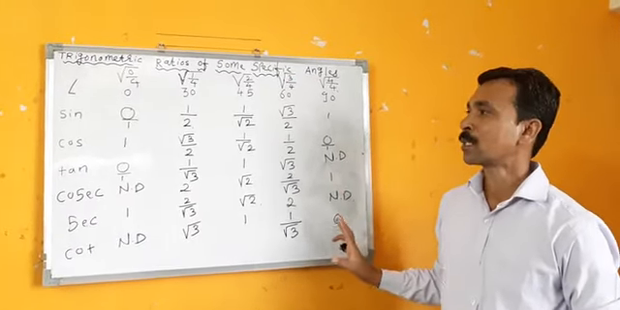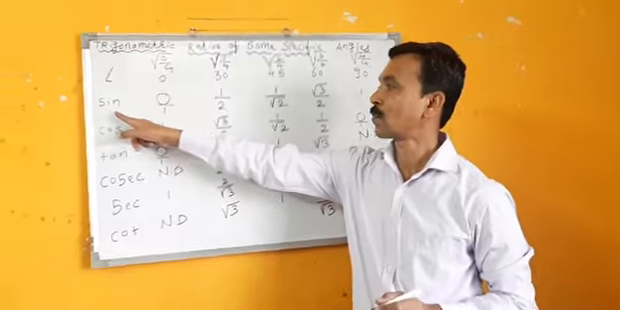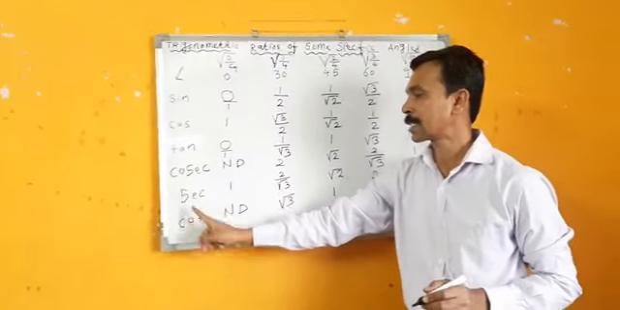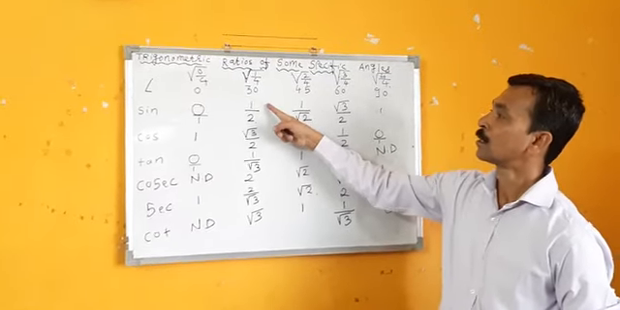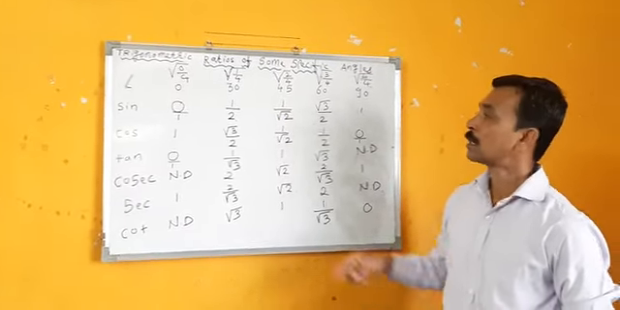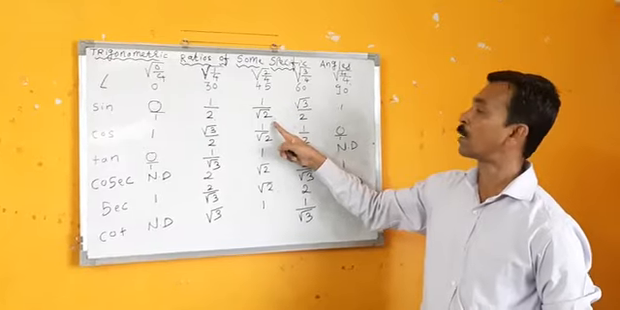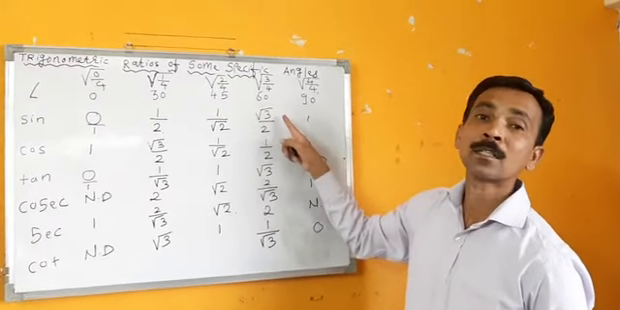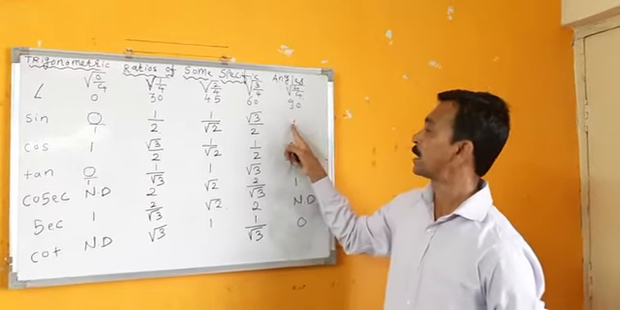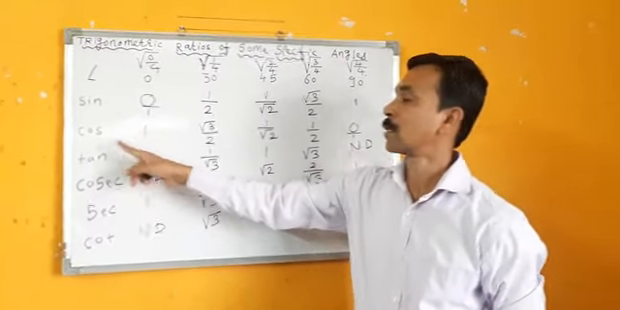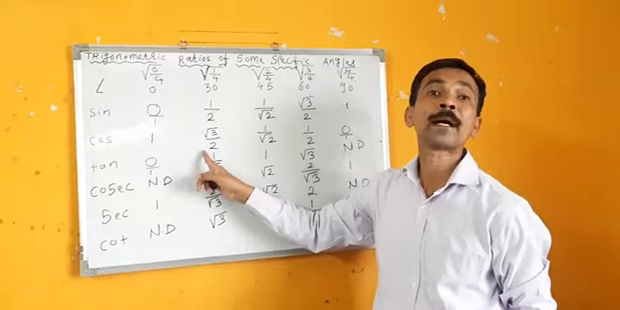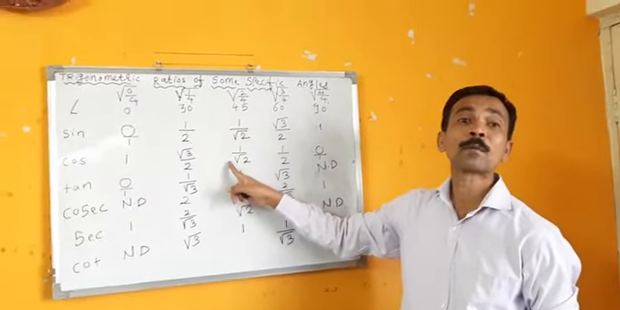These are the values. I am reading the values again, for sine, cos, tan, cosec, sec and cot. Sine 0 is 0. Sine 30 is 1 by 2. Sine 45 is 1 by root 2. Sine 60 is root 3 by 2. Sine 90 is 1. Then cos 0 is 1. Cos 30 is root 3 by 2.